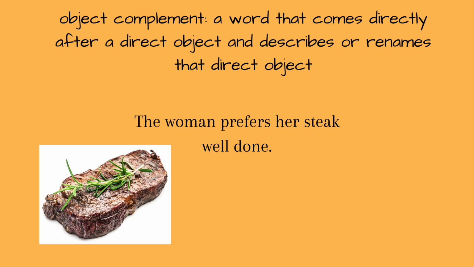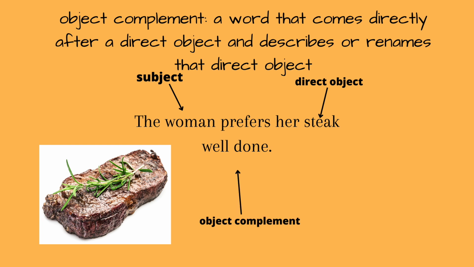The woman is the subject of this sentence. Prefers is our verb, our main verb. What does she prefer? Her steak. So steak is the direct object. And we have an adjective phrase directly after steak, well done. Well done describes the steak. So well done is our object complement.